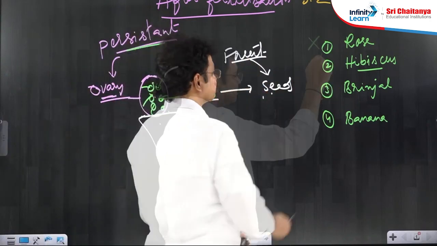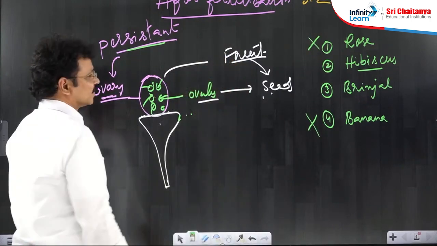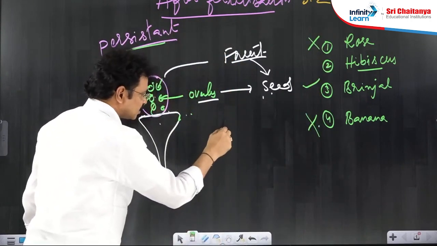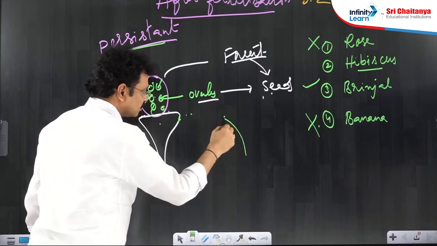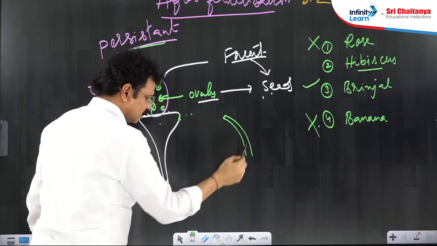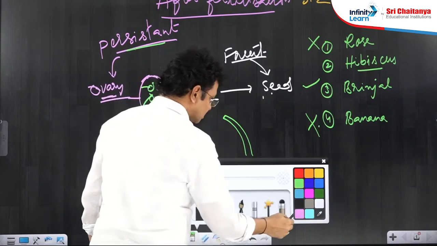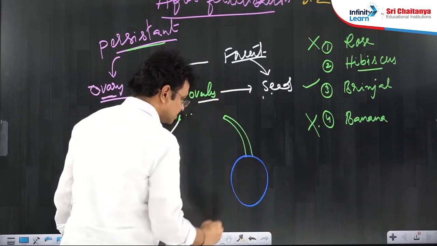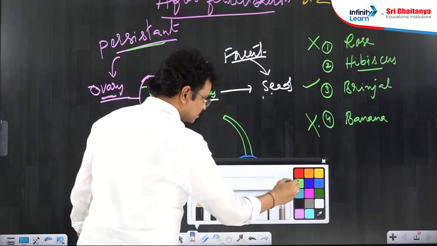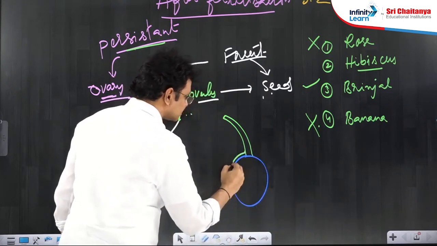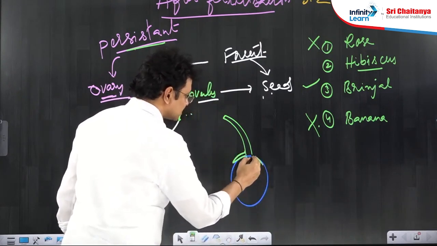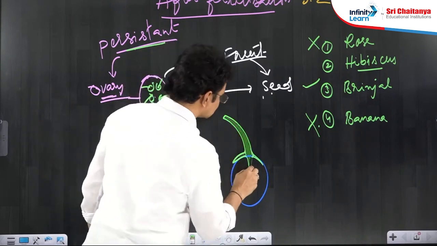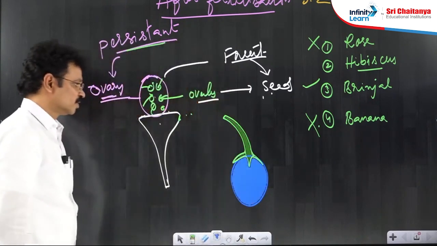Rose, wrong answer. Banana also wrong answer. By eliminating these two, only one remains here, that is the brinjal. Observe the brinjal fruit diagram. This is the stalk of the fruit, or stalk of the flower, the pedicel. Brinjal fruit. Sepals are permanently attached with this fruit. Fruit, brinjal.